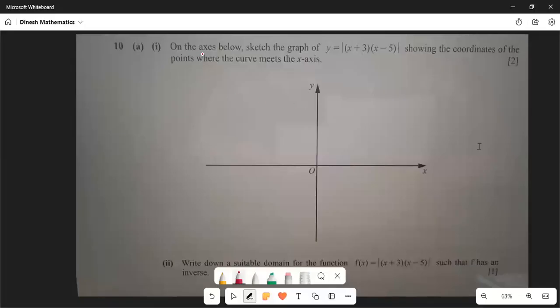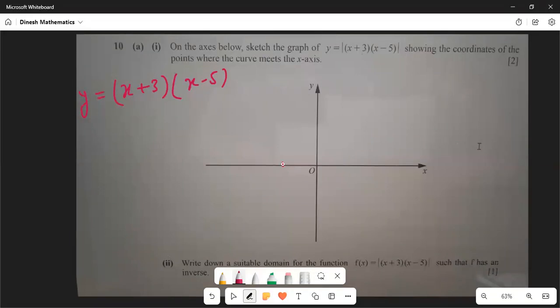Okay, so on the axis below, sketch the graph of mod of (x + 3)(x - 5). Let us first sketch the graph of (x + 3)(x - 5), this quadratic. Now, if you have to sketch this graph, then we know its x-intercepts are -3 and +5.